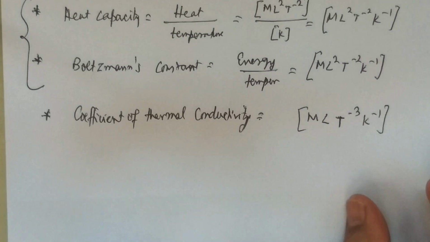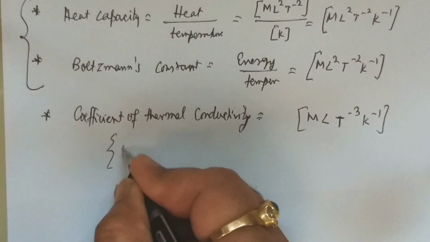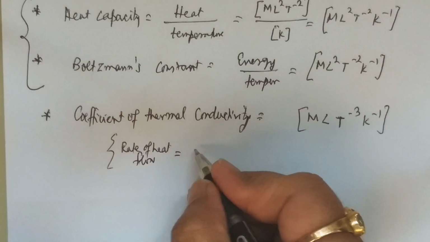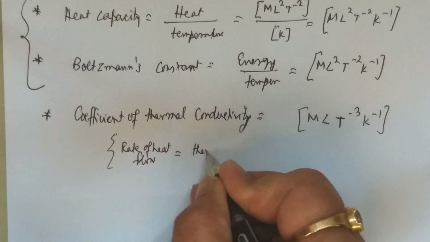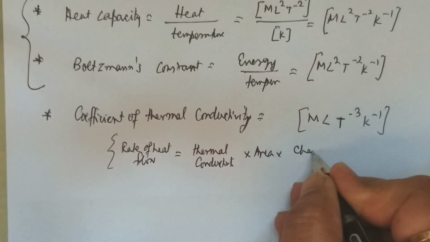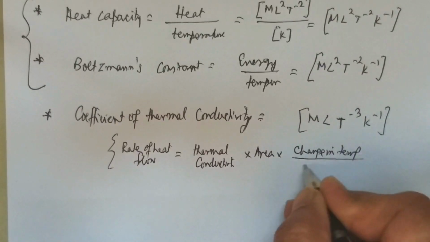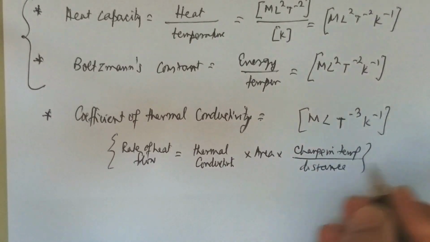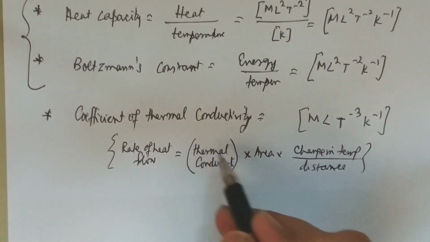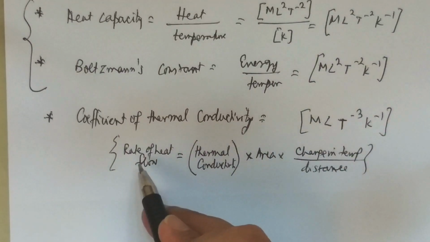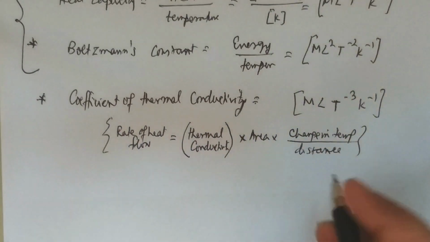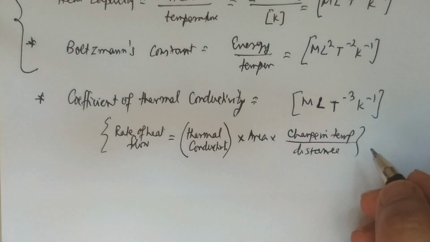You may remember this. What is the coefficient of thermal conductivity? Rate of heat flow, that is the heat that flows per unit time, is equal to the coefficient of thermal conductivity into area into change in temperature divided by distance. From this, students are advised to derive it. All these are known to you. Rate of heat flow means energy per unit time. From there the coefficient of thermal conductivity can be worked out. You will get this MLT⁻³K⁻¹.